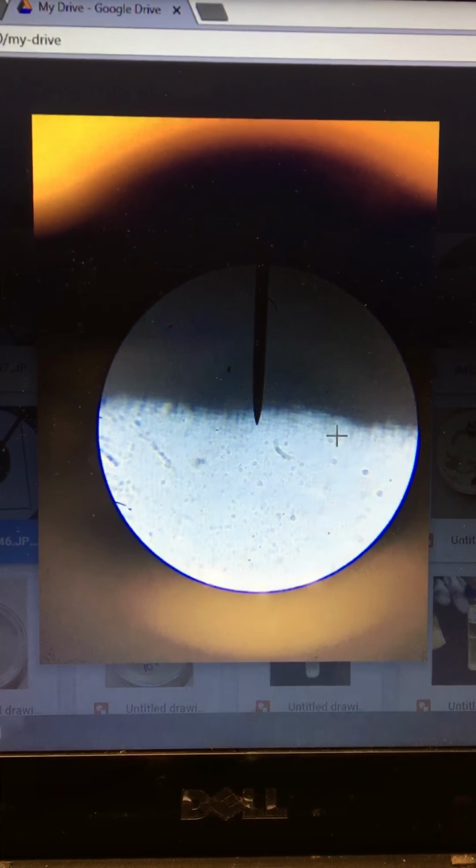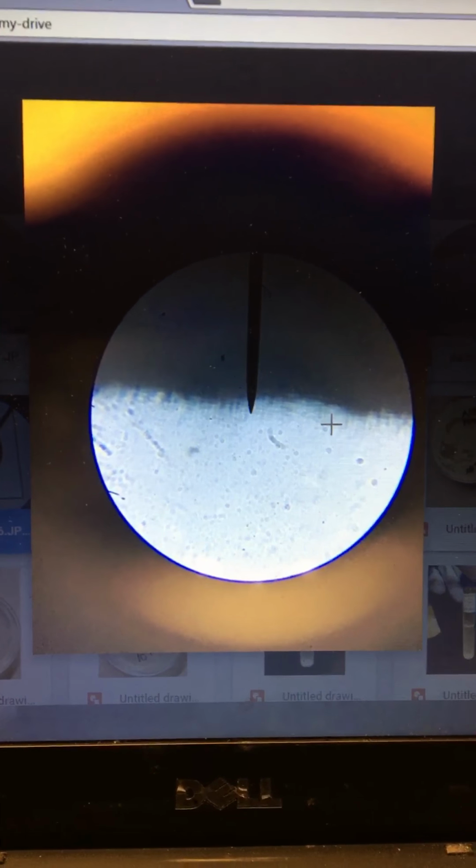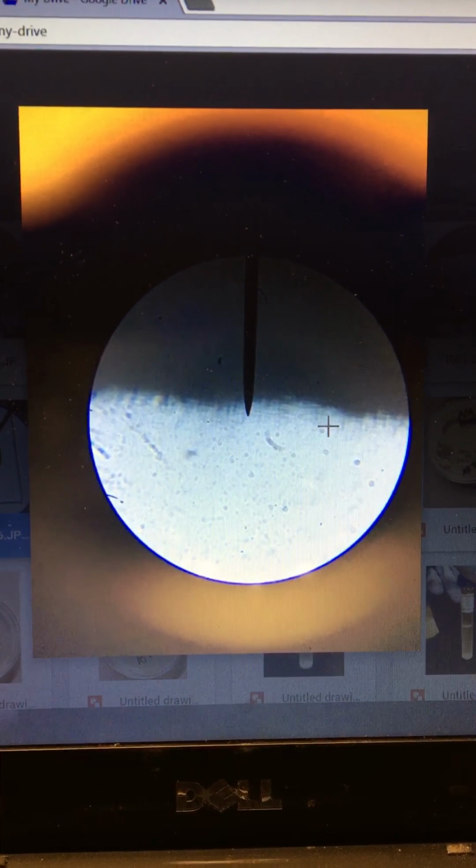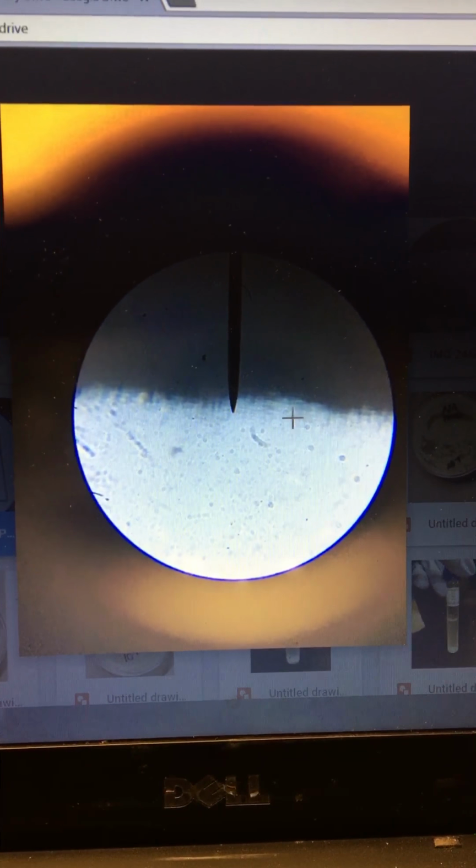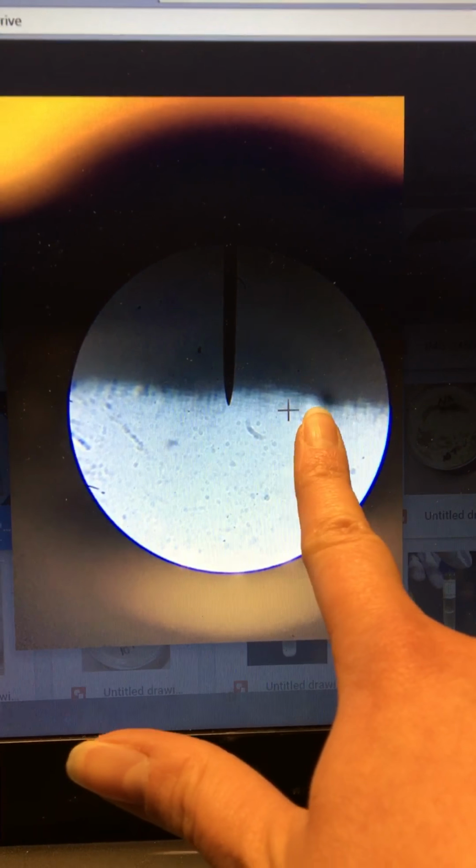Now this is using the oil immersion lens. This is a total magnification of 1500, and I described it as looking like a fuzzy caterpillar because you can see the level of ink from thick to thin. So I thought that was pretty neat.